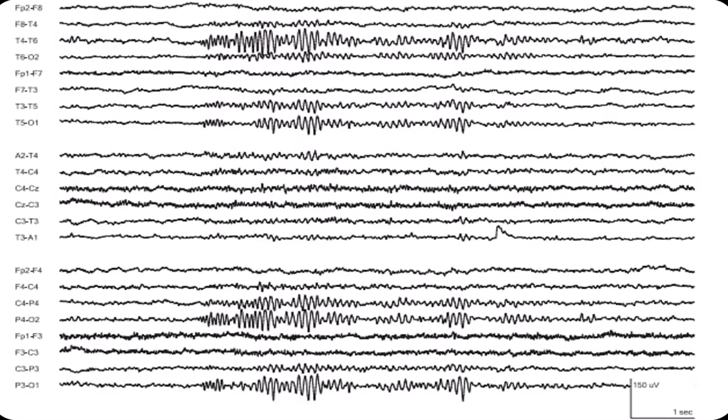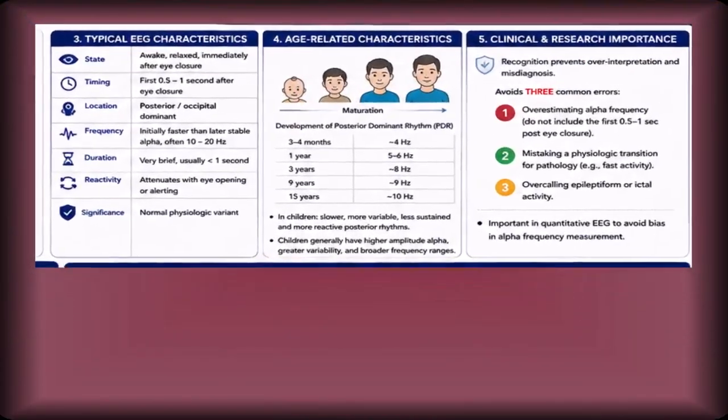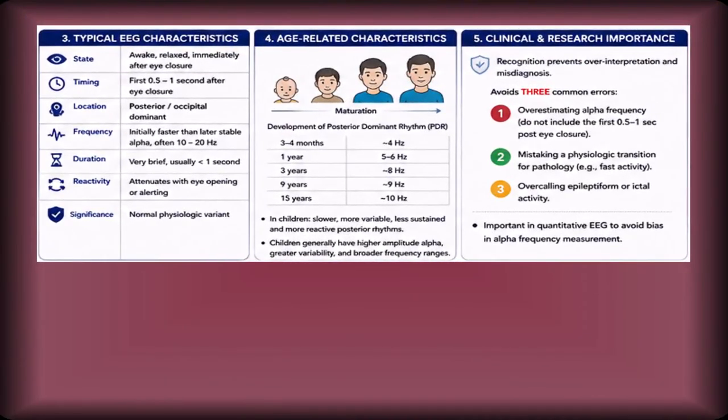Now let us examine the typical EEG characteristics. Alpha squeak occurs in awake, relaxed individuals immediately after eye closure. It is maximal over the posterior or occipital regions. Initially, the rhythm is slightly faster than the later stable alpha rhythm, often around 10 to 20 Hz, before evolving into the patient's ordinary posterior dominant rhythm. The duration is usually less than 1 second. Like the normal posterior alpha rhythm, alpha squeak attenuates with eye opening or alerting. Most importantly, it is a normal physiologic phenomenon.